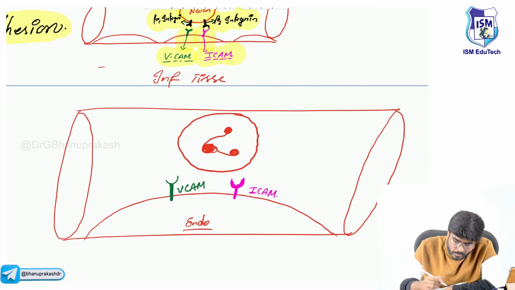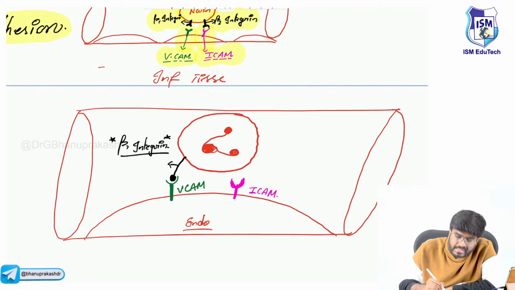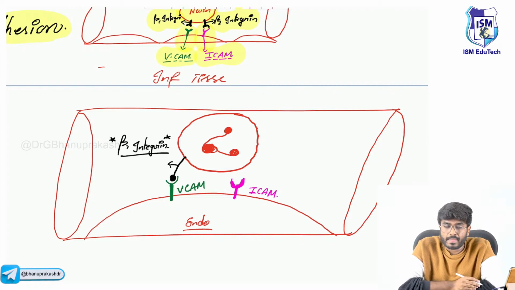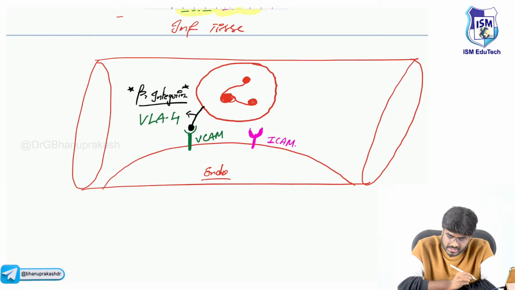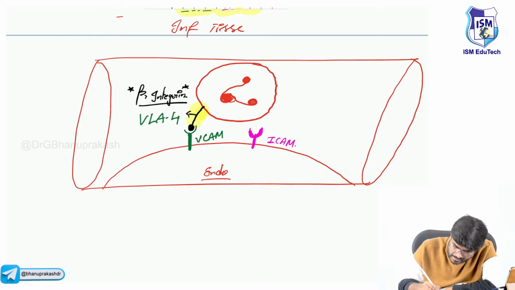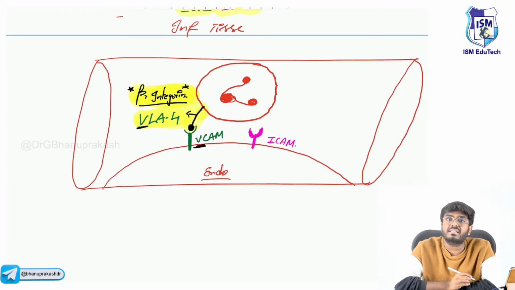Now, you know this is the beta integrin, right? I have explained this previously. Imagine here this is the beta 1 integrin. Which beta 1 integrin? This beta 1 integrin is VLA4, very late antigen 4. This black color thing, VLA4, is nothing but a beta 1 integrin. So VLA4 is binding with what? VLA4, a beta 1 integrin, is going to bind with vascular cell adhesion molecule.